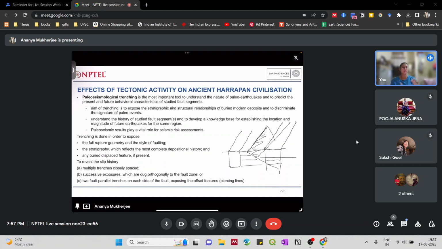So this is where trenching comes into use when we want to understand the different features associated with older faults, or even faults which have happened and are getting activated now, and we try to compare and try to predict the future earthquakes if possible. So that is all for today.